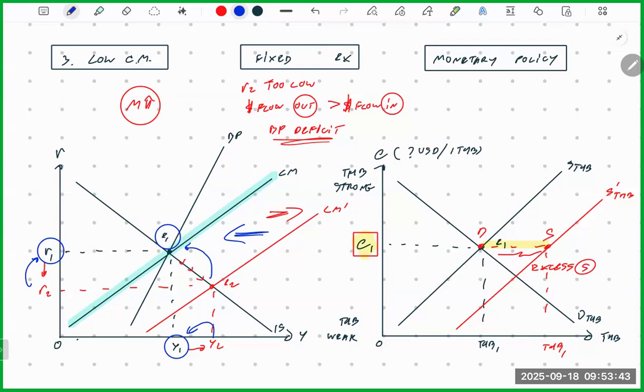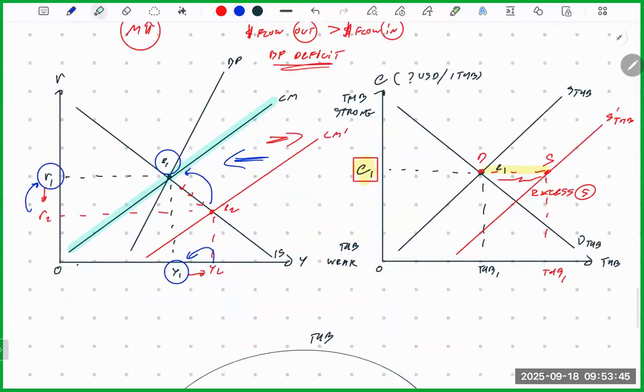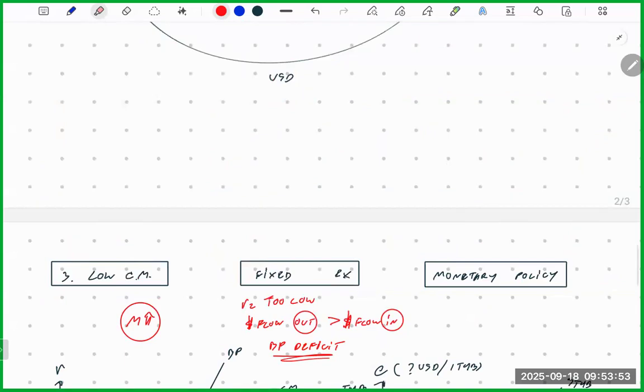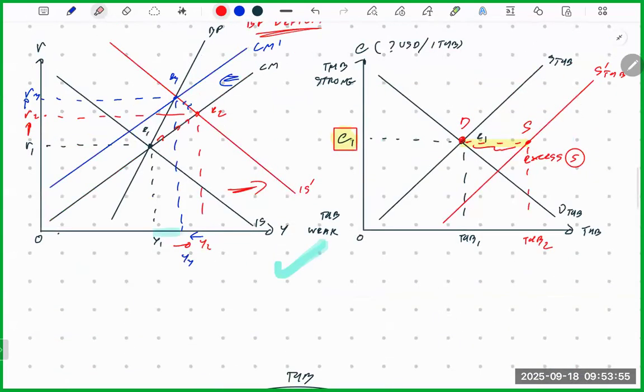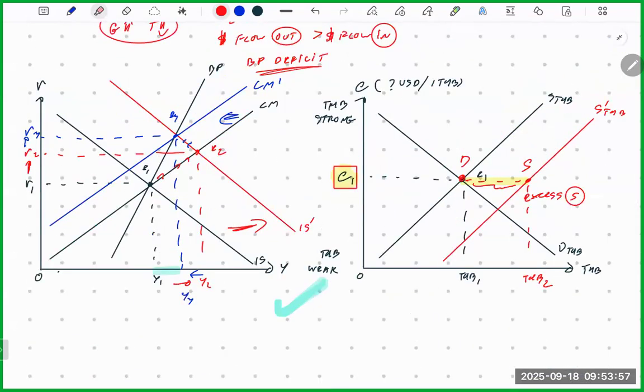So this case is useless. So if your country is a low capital mobility country using a fixed exchange rate, fiscal policy is better, even though it can increase GDP just a little bit, but still better. Good.